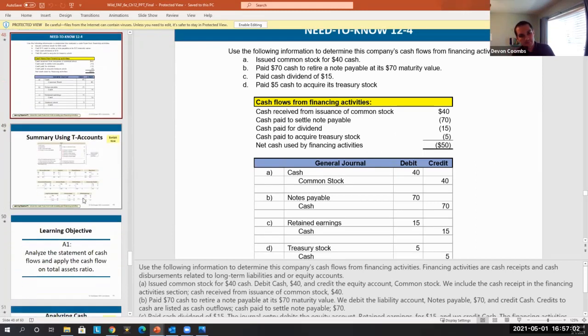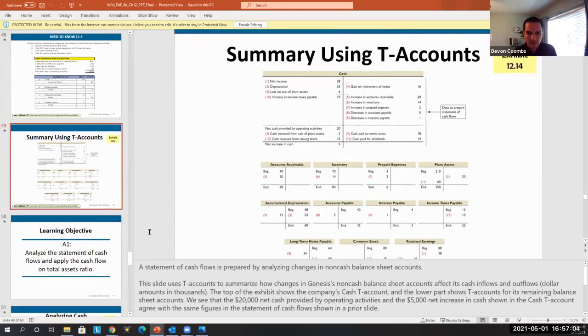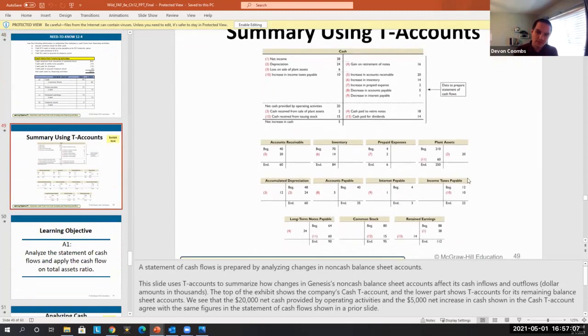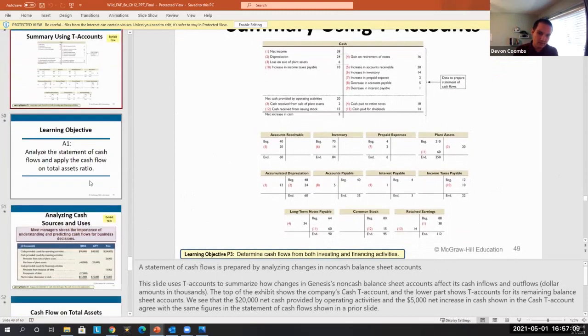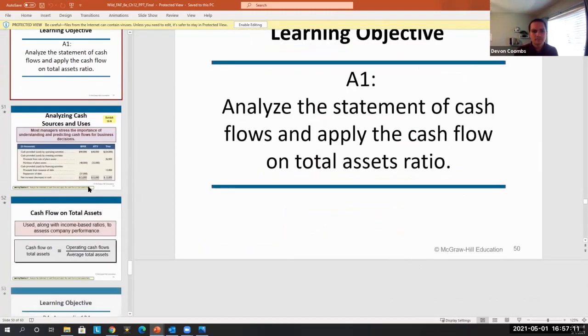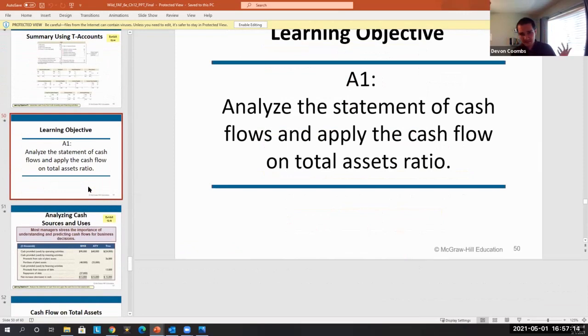And this is just a summary, using T accounts, so you can see how it all works out. So I'll let you do that yourself. That's really all I'm expecting out of you.